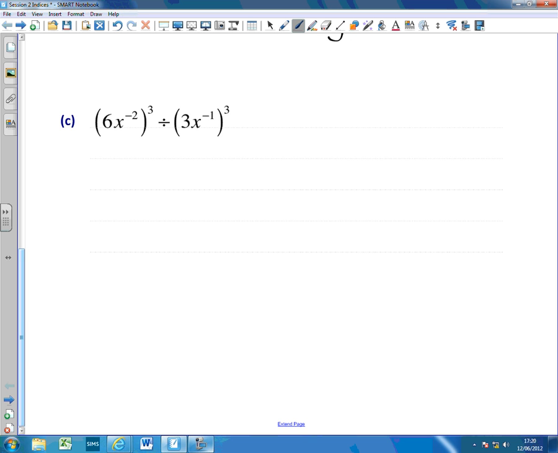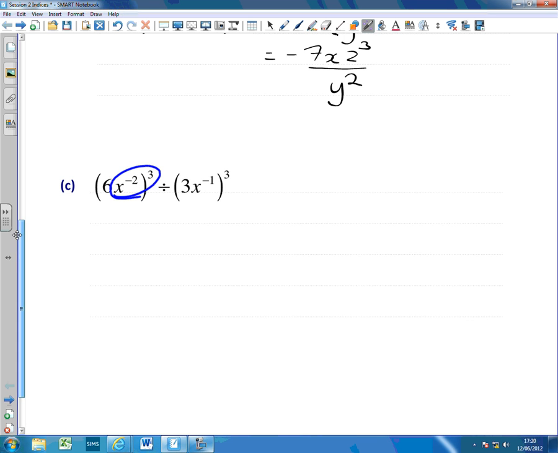Now what catches students out is they get fixated on this bit here and they start perhaps recalling how to do that, they'll think about this index law and they'll think that we need to multiply those powers together and get x to the minus 6, and all of that is true. But do bear in mind also that it's the whole thing that's being cubed. So we must cube the 6 and we must cube the x minus 2. We've got to do both.